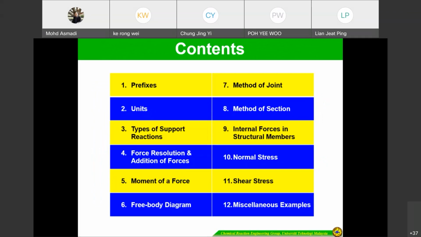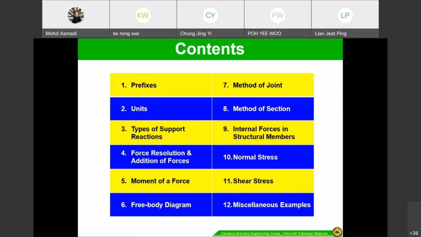Moment of a force, free body diagrams, right? Method of joints. Before you start the calculations to determine the force in each member, we have to draw the free body diagram. For those who do not draw the free body diagram, I will just give you 0 for all your answers, because you have no sketch of the free body diagram. Free body diagram is important.